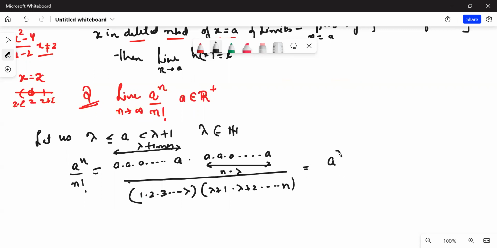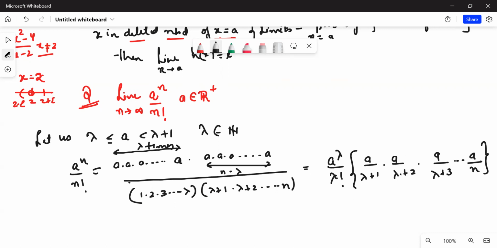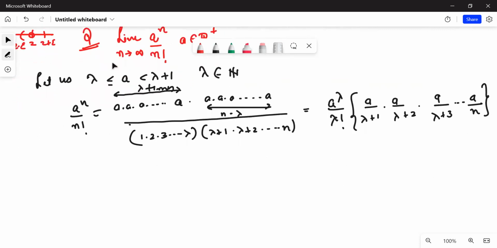Yes, sir. So this entire thing can be written as a ki power lambda upon lambda factorial. And then what can be done is the remaining terms I'm just going to illustrate in this fashion. So at times, in the exam, what has to be done? At times, even if you do not have an inequality, you can generate an inequality. Okay? Even if you don't have an inequality, you can generate one. How? Let me show you.